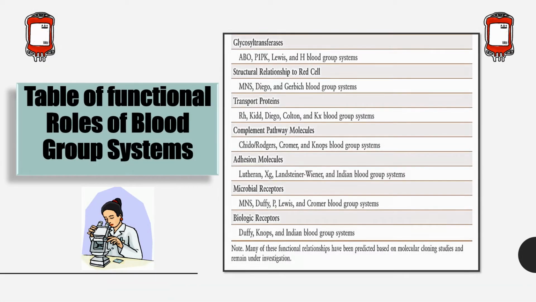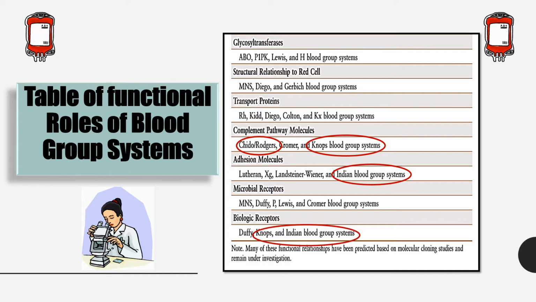In addition to serving these physiologic functions, red cell antigens can function as microbial receptors for infection by microorganisms. An overview of the relationships of the blood group systems and their unique functional roles is presented, and we will just focus on the specific blood group systems for our discussion.